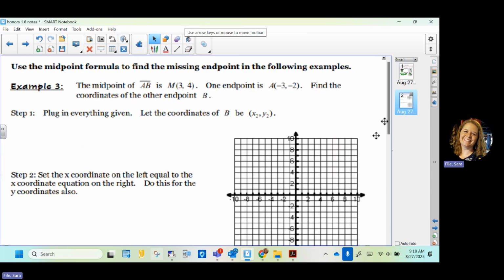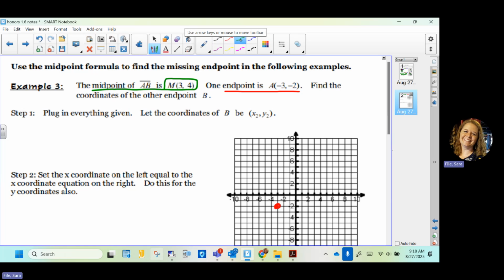All right, now using the midpoint formula to find the missing endpoint. So this is going backward. This time we're given the midpoint. We're told the midpoint is 3, 4, and then we're given one of the endpoints. So graphically, I can do this by plotting those points and doing the same thing in reverse of what I just did. Instead of cutting the vertical and horizontal distance in half, I would double it, right? Because I would be going that much further from the midpoint. So graphically, it would look like this. A is at -3, -2.